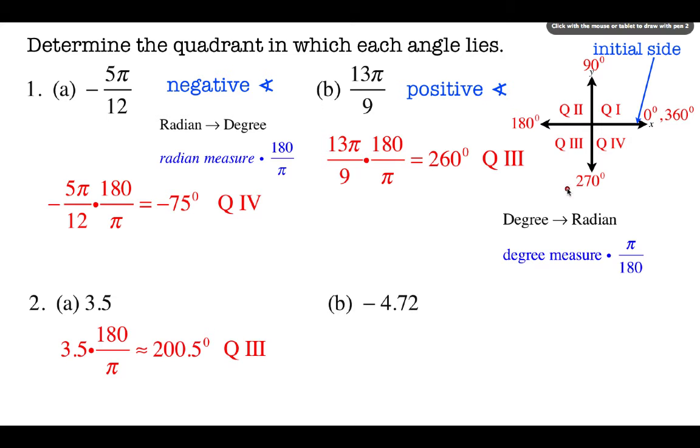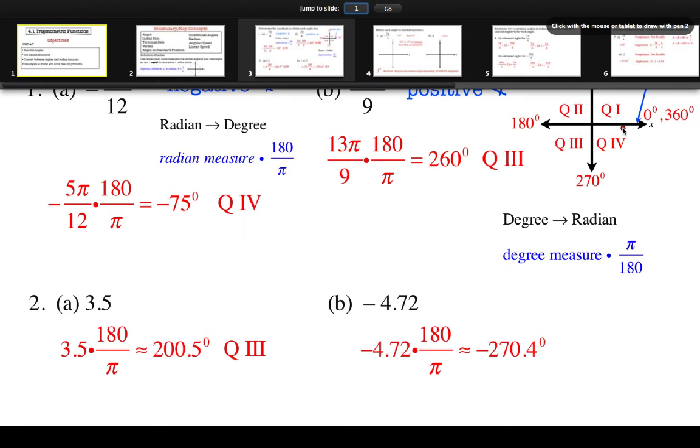And the last one, you have negative 4.72. This is negative, so you know that you're going to have to go clockwise from 0. We change this to degrees, and we end up with negative 270.4. So if you travel from the initial side, and I don't know if I highlighted the initial side, but this is always your initial side, the positive side of the x-axis.